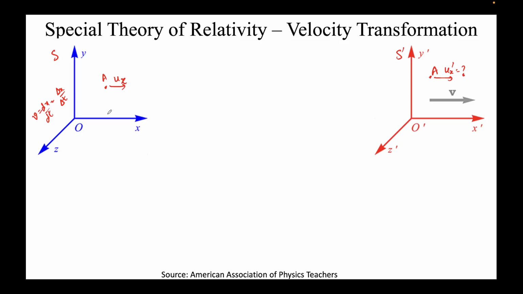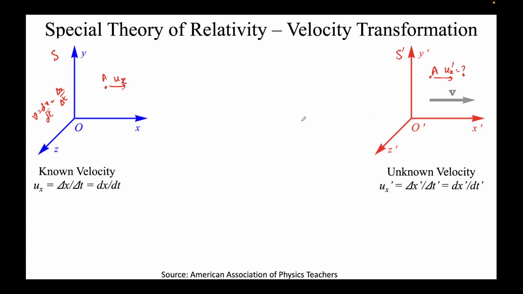To keep it simple, in the end we'll generalize this. We want to know what the velocity is in the S prime frame for this same object, where the S prime frame is moving at a constant velocity v with respect to the rest frame S here. The known velocity is ux, in the positive x direction with some constant value, and we want to determine this velocity ux prime.